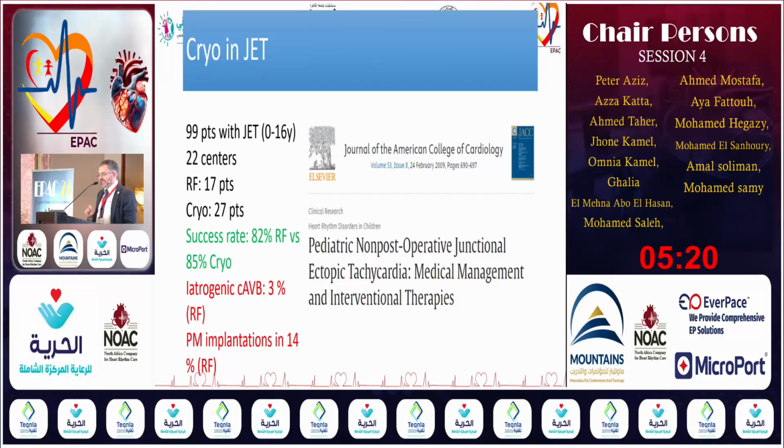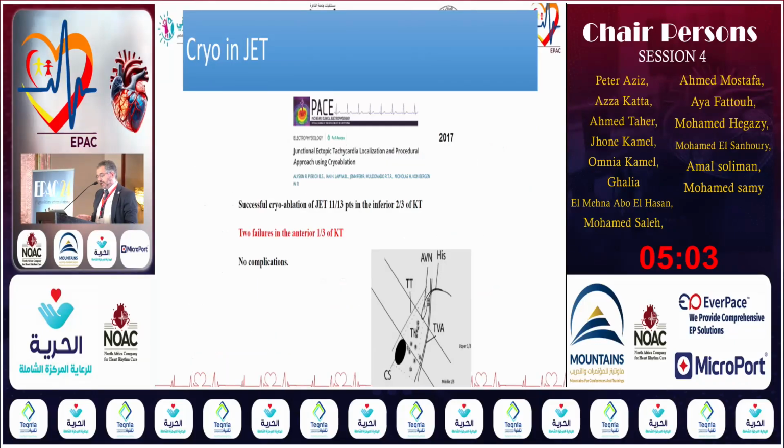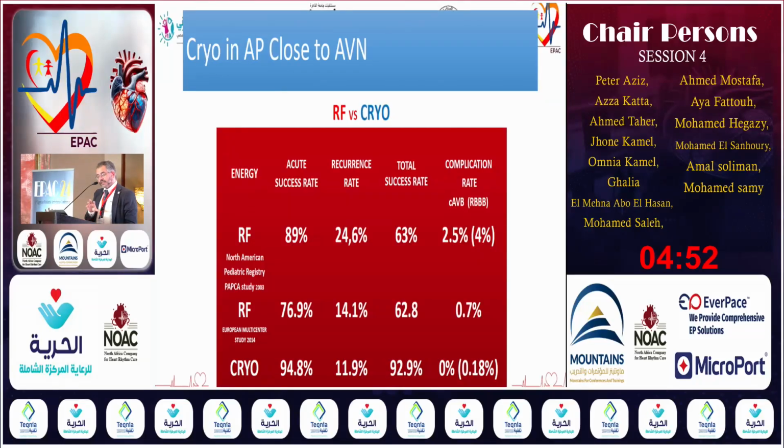I cannot show you a 0% complication rate if you're deciding to use it. Still, it is better than radiofrequency, and still it's more effective because it allows you to map multiple areas, but there is a risk of mechanical complications and there's a risk of AV block. And again, this is another report that described almost no complication from the JET, but again, you cannot bet your life on this.